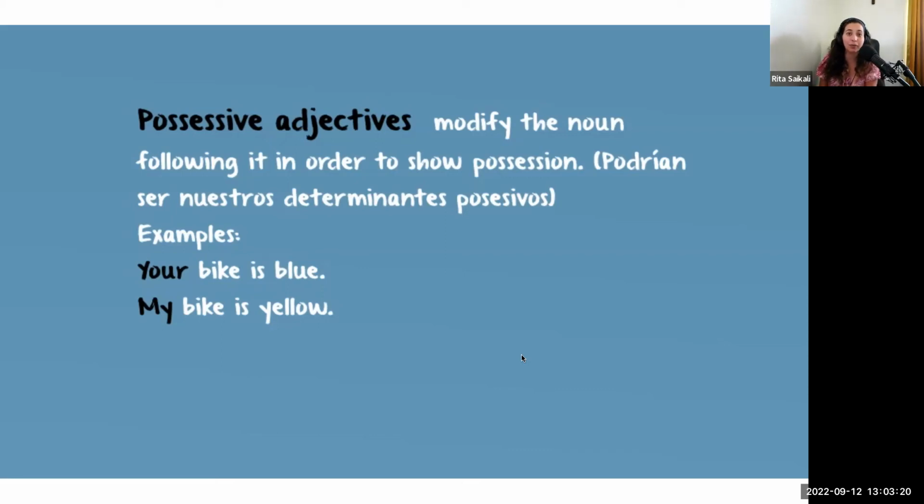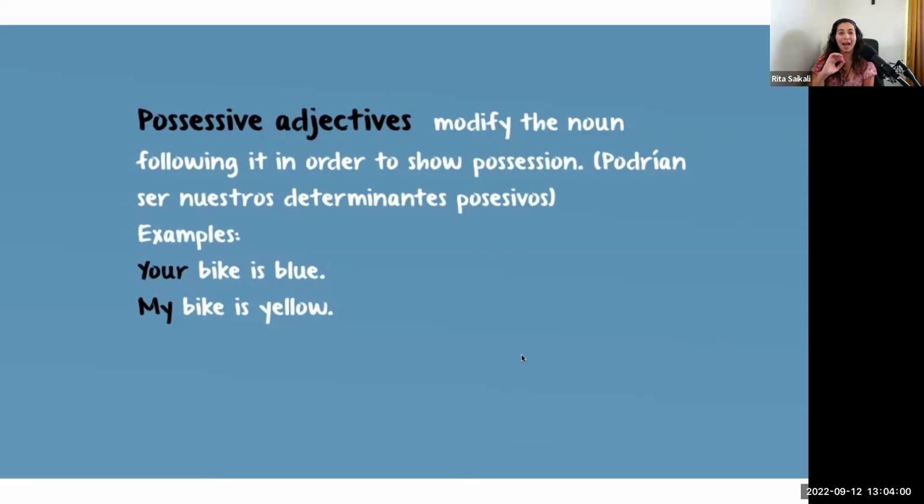Your bike is blue. Okay, so your is the possessive adjective. Bike is the noun. Okay, my bike is yellow. It's showing that it belongs to me. It's giving more information about the bike. The additional information that we now have is that the bike is yellow. Or sorry, the bike is mine. Okay, the bike is for me. So then we have my bike.